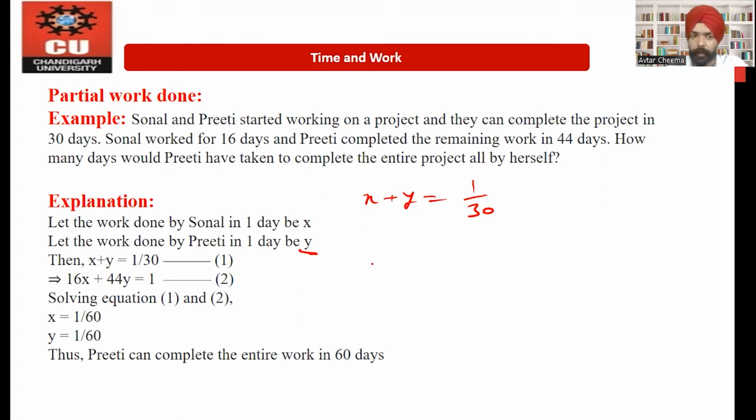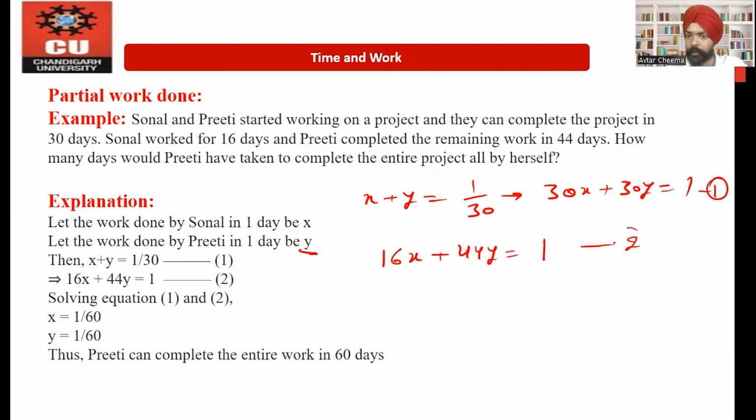On the other side, Sonal working 16 days can complete 16x of this work, and Preeti in 44 days can complete 44y of the total work. If I multiply the first one by 30, it will be 30x plus 30y is equal to 1. This is equation 1, and this is equation number 2. Now I'm subtracting the second from the first one.